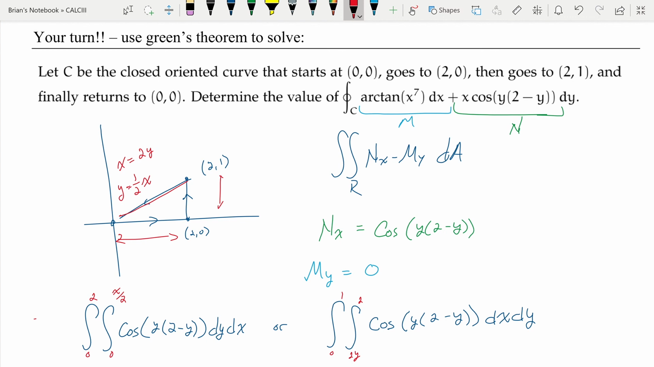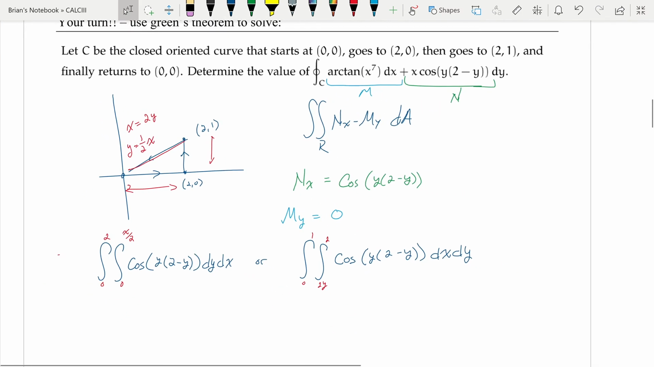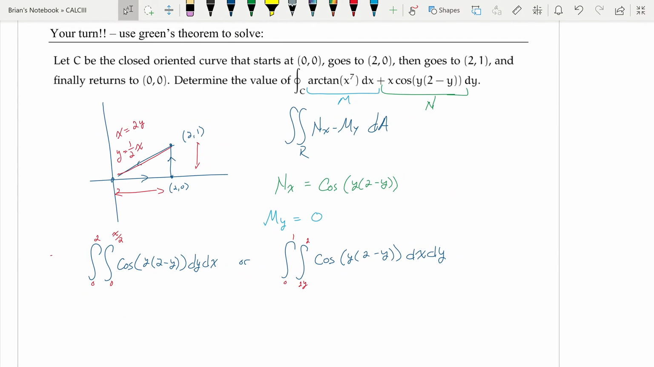Okay. So now looking at that, I want you to think which integral we want to solve here. 0 to x over 2 and then 0 to 2, or 0 to 1 and 2y to 2. And there's a few different giveaways that I would say. The first one, I see 2y to 2, and we have a 2y and a 2 and all sorts of stuff inside that cosine, which screams u substitution to me.